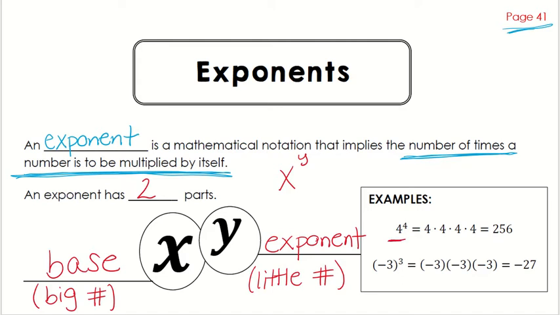Okay, there's some examples over here on the side. So 4 to the 4th power, what that means is that we're going to multiply our base 4 times. So I have 4 times 4 times 4 times 4, and then that's going to equal 256. Negative 3 to the 3rd power means I multiply negative 3 3 times. So I have negative 3 times negative 3 times negative 3, and I get negative 27.